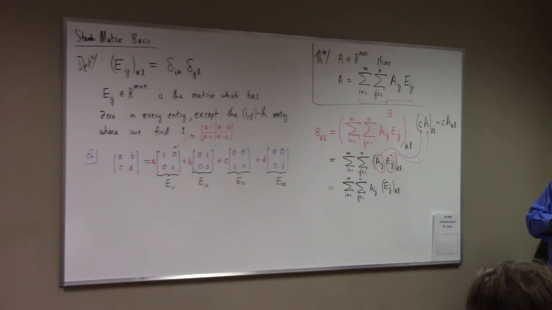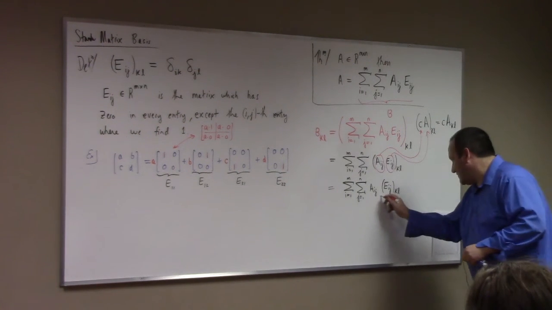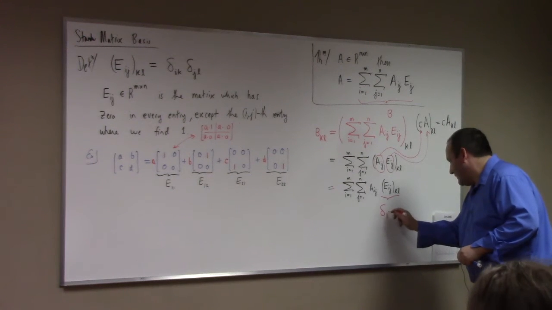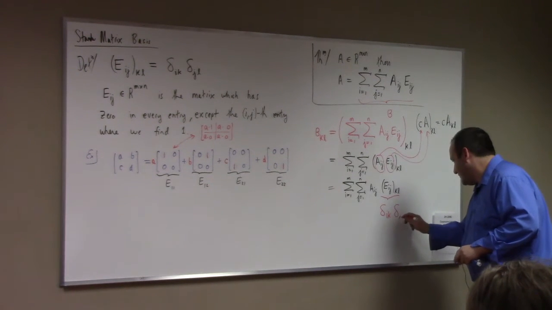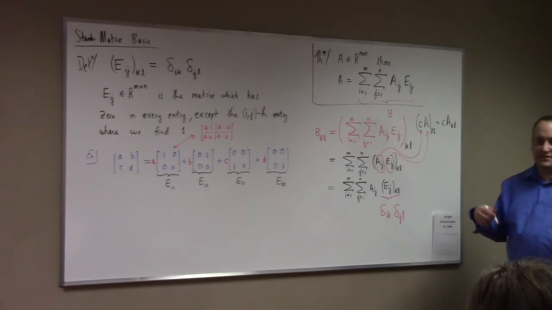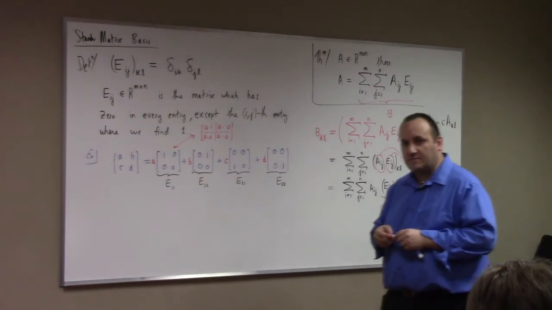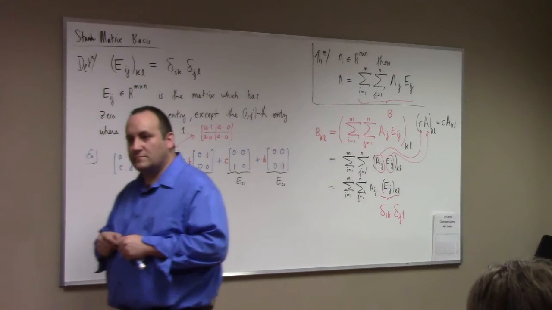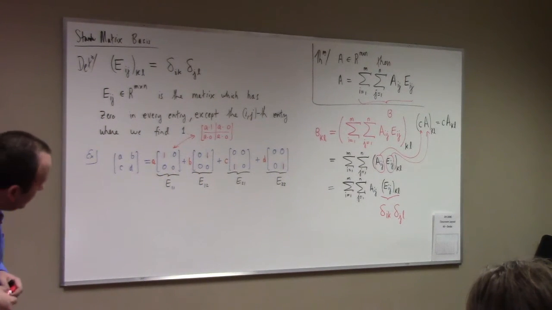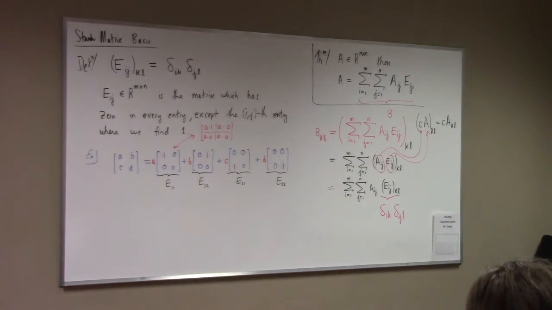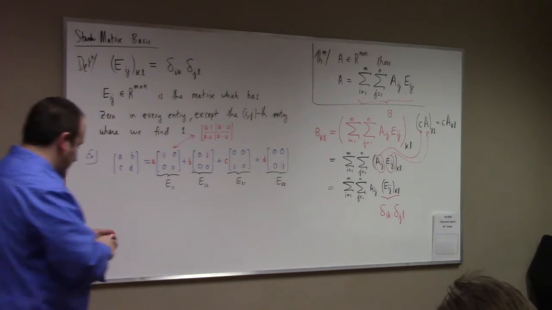Now, what's the definition of this? This is Kronecker delta ik Kronecker delta jl. Now we just have to think about what the Kronecker delta does to the sums. What happens with the sum over j? Kronecker delta jl is only non-zero when j equals l. So all of those variable j's get lost. All of them are 0, except for the one where j equals l.